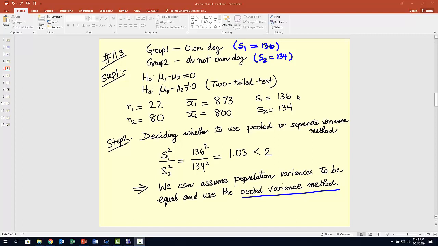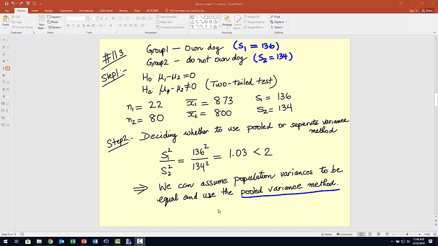My step 2 should be to decide if it is the pooled or separate variance method. We would find the ratio of S1 squared over S2 squared. This ratio comes out to be less than 2, so we can assume population variances to be equal and use the pooled variance method. You will have to complete step 1 and 2 before you get to your graphing calculator or to our Commander screen.